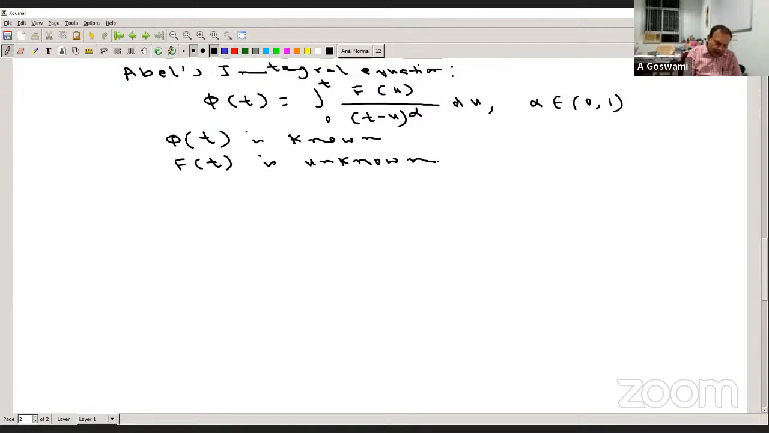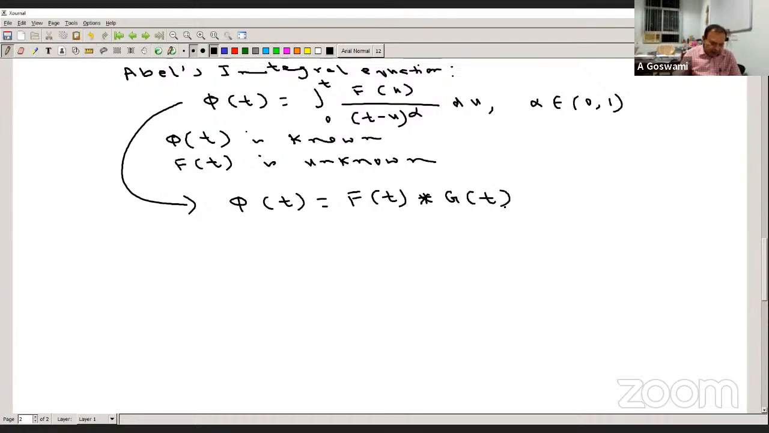So your phi t is given as the integral from 0 to t of f u divided by (t minus u) to the power alpha du, which is the same thing you can write as phi t equals, using convolution, f t times g t. Using the convolution property, you can write phi t equals f t star g t, where g t is nothing but t to the power minus alpha.